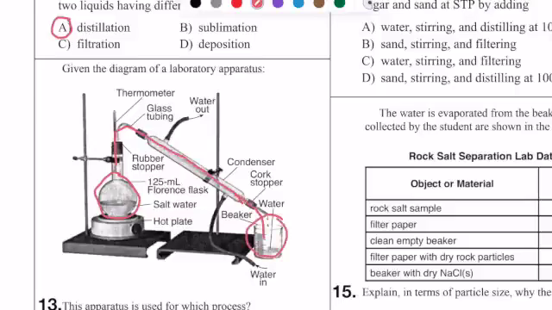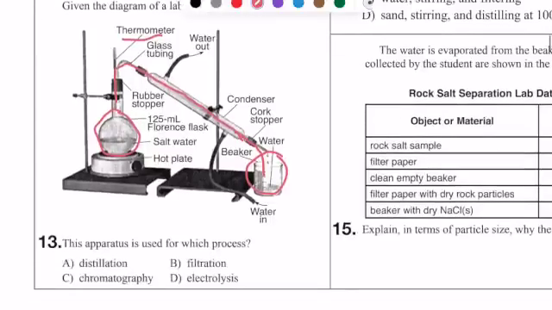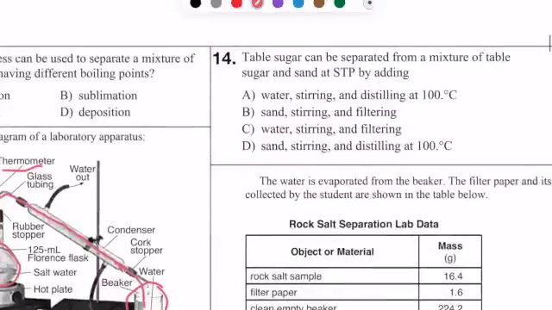Once we go past the boiling point of that first liquid, because we are recording the temperature using this thermometer, we know that we have most likely at least 95%, if not 100%, collected most of the first substance. So that's when we remove this beaker and we stop distillation, because whatever we have left in our initial beaker now is going to be the other substance or the other liquid. So this apparatus is for distillation.